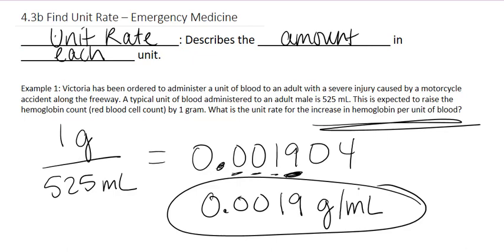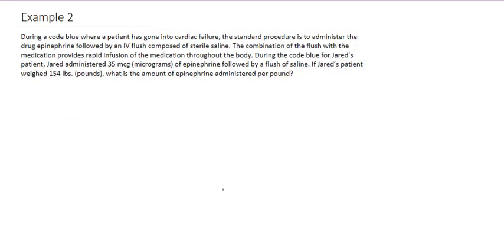Now, let's look at another example. During a code blue where a patient has gone into cardiac failure, the standard procedure is to administer the drug epinephrine followed by an IV flush composed of sterile saline. The combination of the flush with the medication provides rapid infusion of the medication throughout the body. During the code blue for Jared's patient, Jared administered 35 mcg, which is micrograms of epinephrine, followed by a flush of saline. If Jared's patient weighed 154 pounds, what is the amount of epinephrine administered per pound?